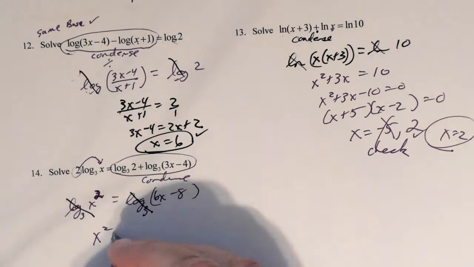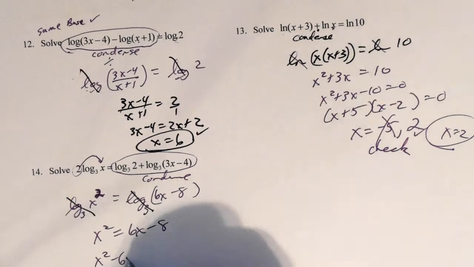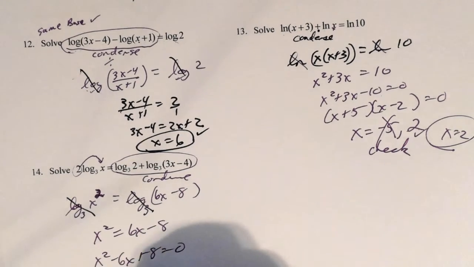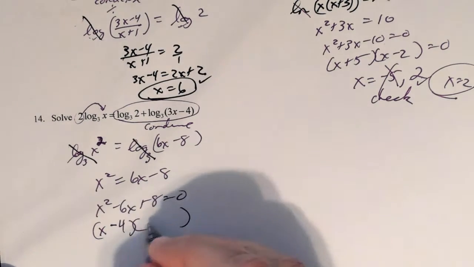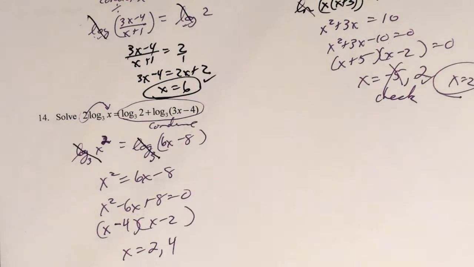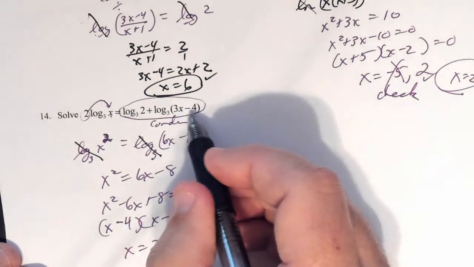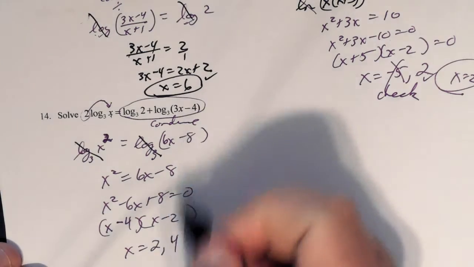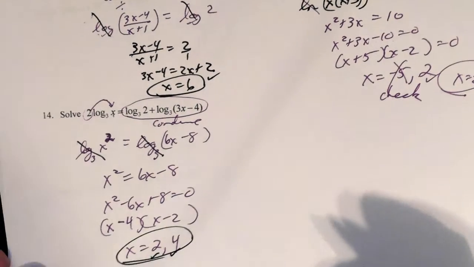So I'm going to get x squared is equal to 6x minus 8. Get everything to one side. And we're going to factor. X minus 4, x minus 2, and x is equal to 2 and 4. Now, do both of those work? Well, let's check. That's just an x right there, so positive will always work. Does positive work here? That's 6 minus 4, that's good. 12 minus 4, that's good, so they both work. And so both solutions are good. So I have double the solutions.